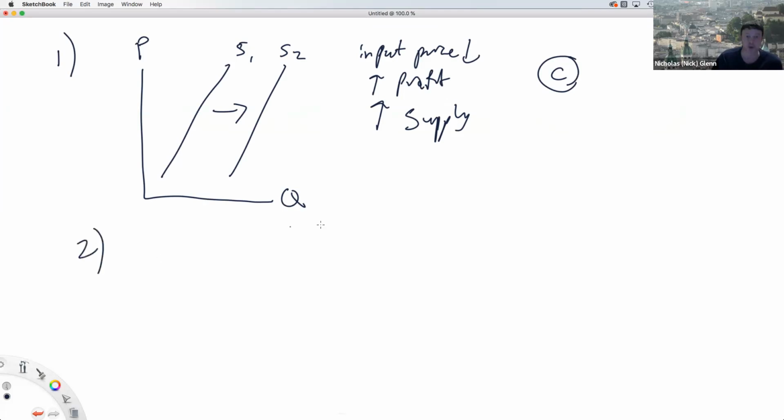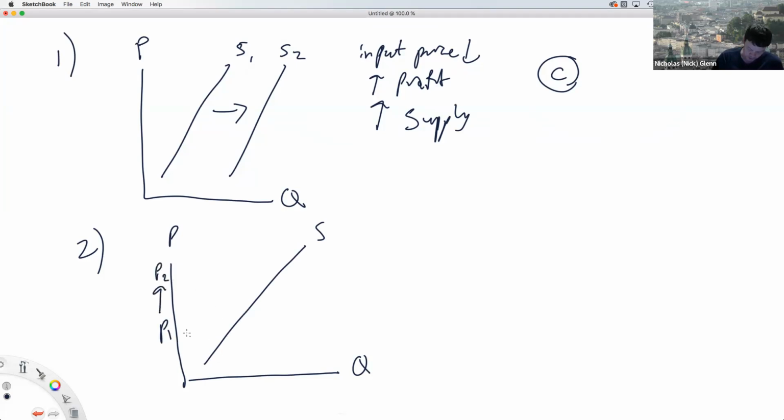Okay, question 2. Which of the following events would cause a movement upward and to the right along the supply curve for mangoes? Okay, so let's draw our curve. So our supply curve is upward sloping. What's going to cause this to happen? Well, it's an increase in the price level. Okay, you have an increase in the price of mangoes. It's going to move up this curve, and you're going to see an increase in quantity supplied. All right, so that's going to be D.